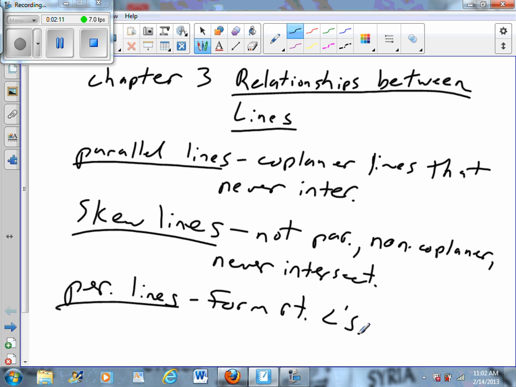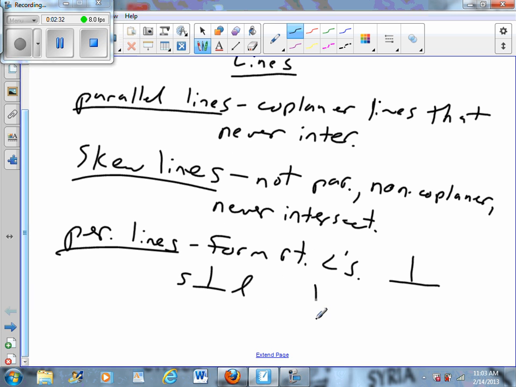Now, there is a symbol that we use for perpendicular, and it is mentioned here in the book. That upside down T means perpendicular, okay? So if I were to see S perpendicular to L, that means line S perpendicular to line L. That might look something like this. You've got two lines here. Say this one was S, this was L, and there'd be a little box there indicating that they're intersecting at right angles, okay? So that would be how we would picture that.